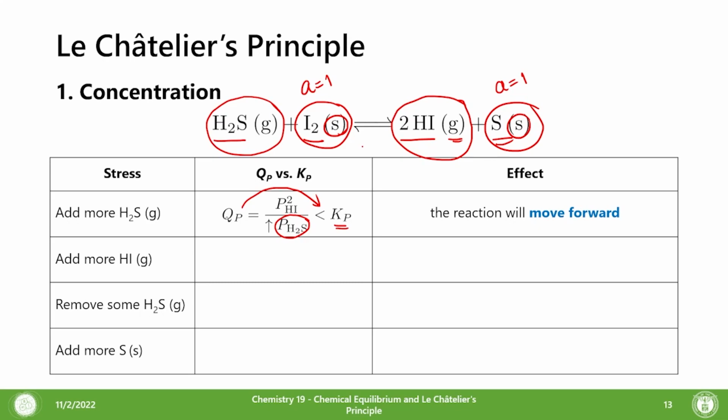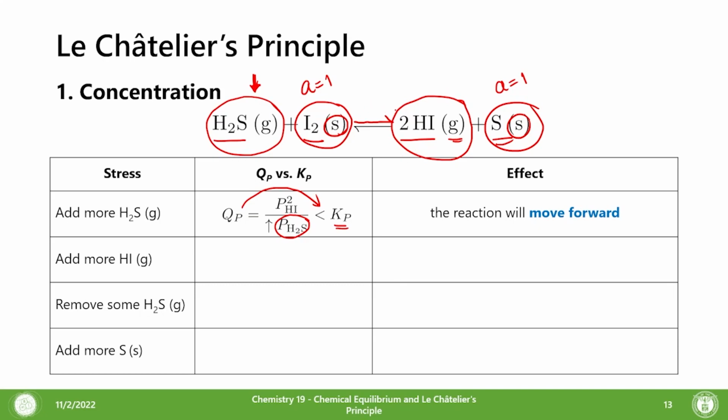Okay? Makes sense? Okay, if we apply Le Chatelier's principle, we applied a stress to our H2S by giving it more H2S. Our reactant side is stressed, therefore let's proceed to the products. Let us move forward. Okay?